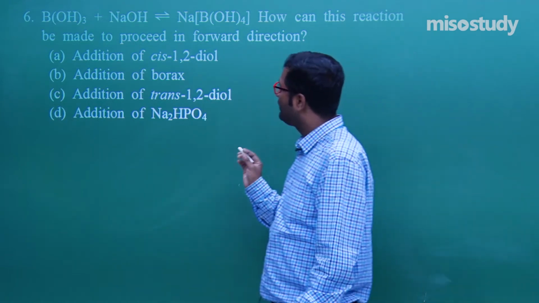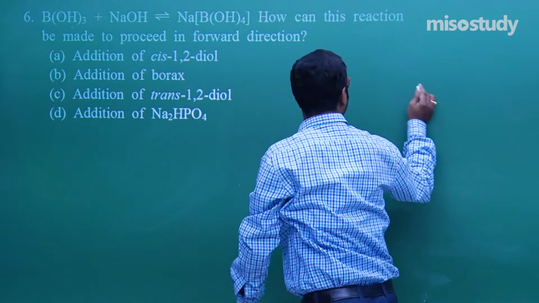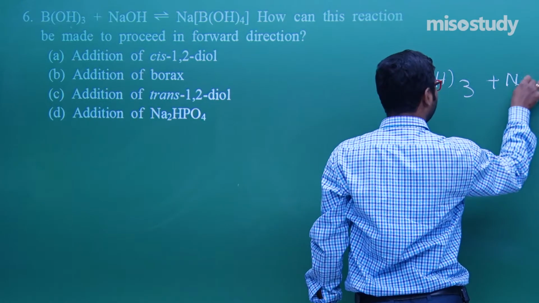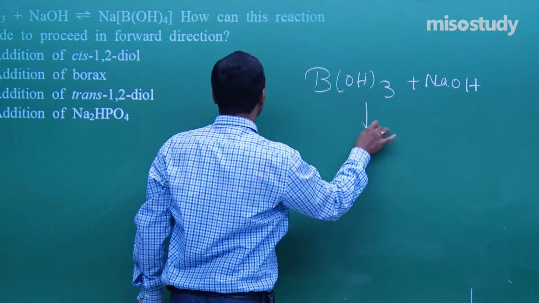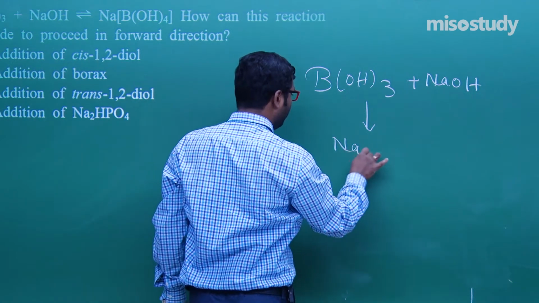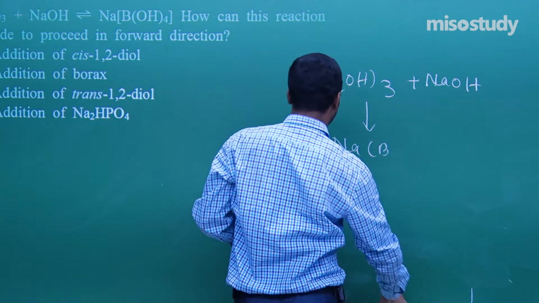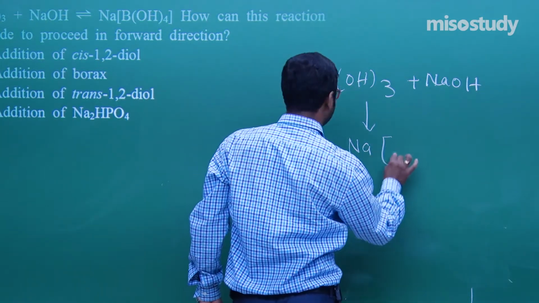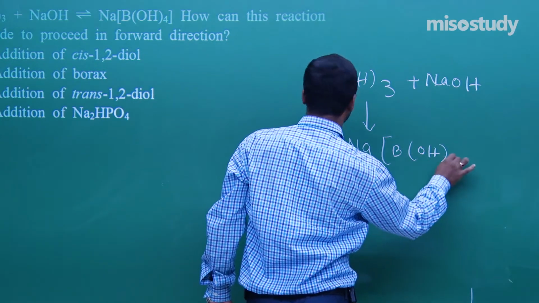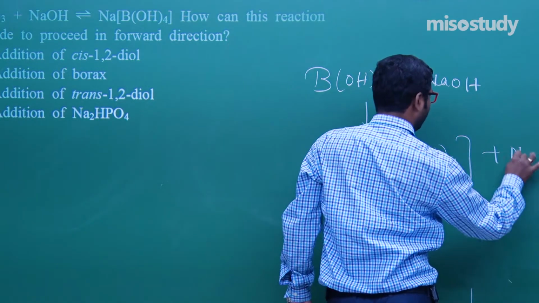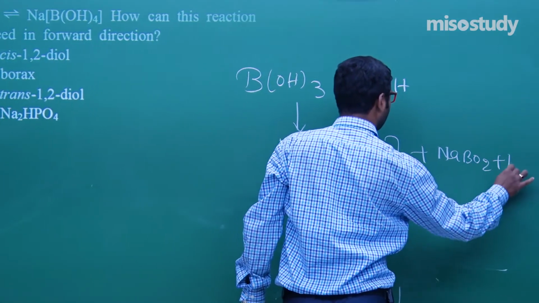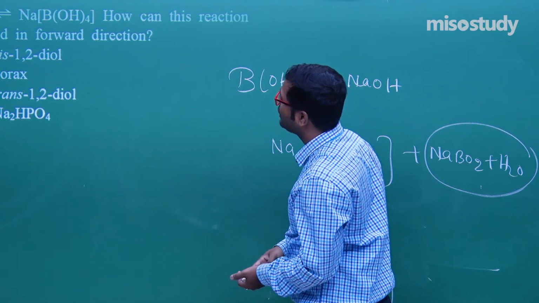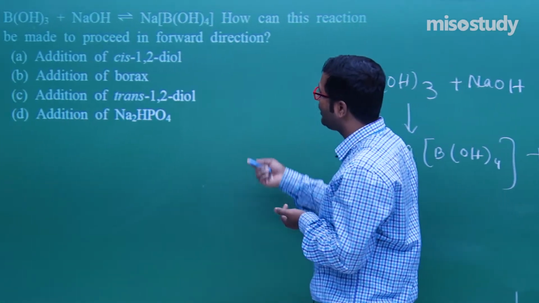And as we know, one more thing I am going to mention here. First of all, let me write down the reaction: B(OH)3 plus NaOH gives you Na[B(OH)4]. The other product is also NaBO2 plus H2O. Clear? But we do not need to consider that, because according to the question, we have to see how the reaction proceeds by the addition of this one.